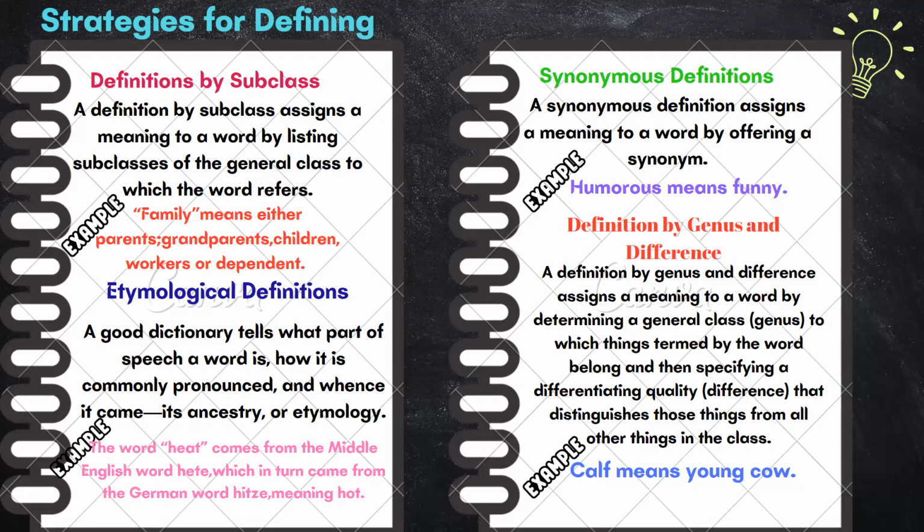The other one, etymological definitions. A good dictionary tells what part of speech a word is, how it is commonly pronounced, and whence it came, its ancestry or etymology, because the meaning of words can change over time. And there is an example. The word heat comes from the Middle English word het, which in turn came from the German word hitze, meaning hot.